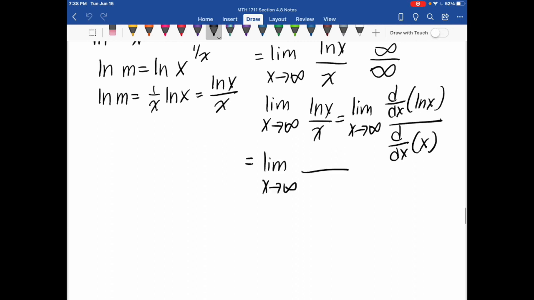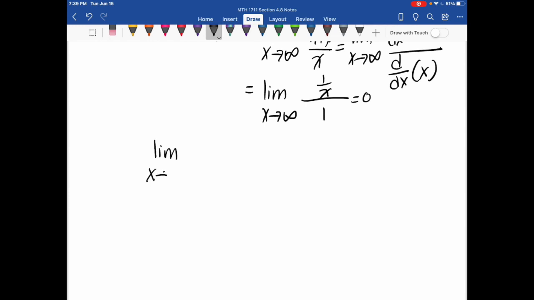So when I take the derivative of the natural log of x, I'm going to get 1 over x. And then when I take the derivative of x, I get 1. So when I think about plugging in really, really large numbers at this point, I'm going to get 0 over 1, which is 0. So what this tells me is that this is what we have so far, that the limit as x approaches infinity of the natural log of m, that was my substitution, we got 0.